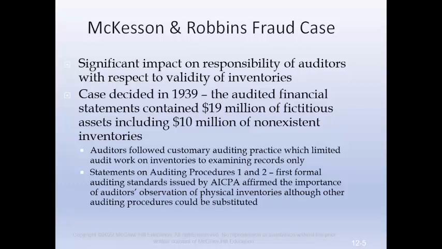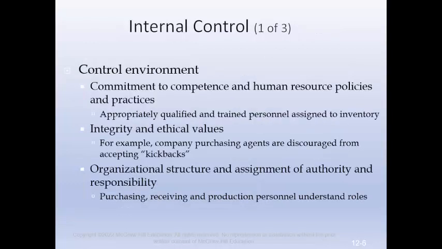Subsequent to this case of fraud, the AICPA issued statements of auditing procedures 1 and 2, the first formal auditing standards that affirm the importance of the auditor's observation of physical inventories, but authorized the substitution of other auditing procedures under certain circumstances. The importance of adequate internal control over inventories and cost of goods sold from the viewpoint of both management and the auditors can scarcely be overemphasized. The control environment reflects the overall attitude, awareness, and actions of management and the board of directors concerning the importance of control and the way it is used in the entity.